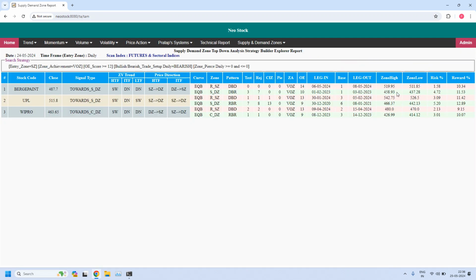Now let me generate the report. So three stocks are filtered. And these three stocks are supporting the bearish trade setup for monthly income trade.